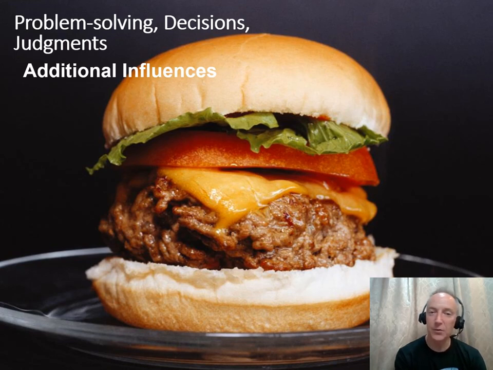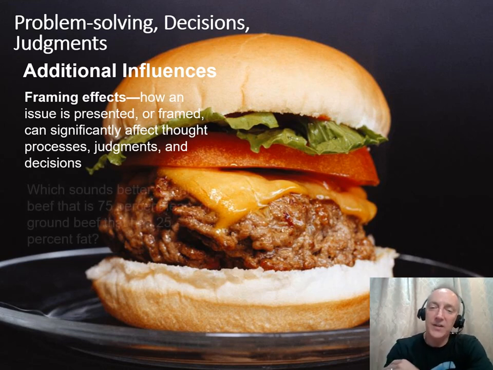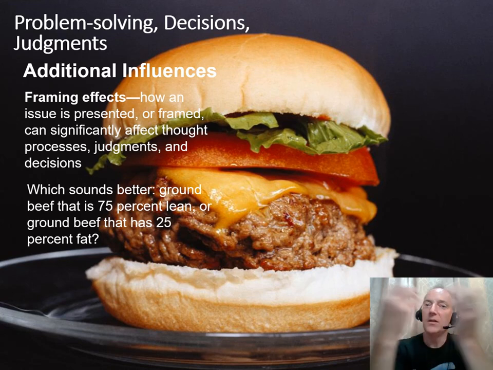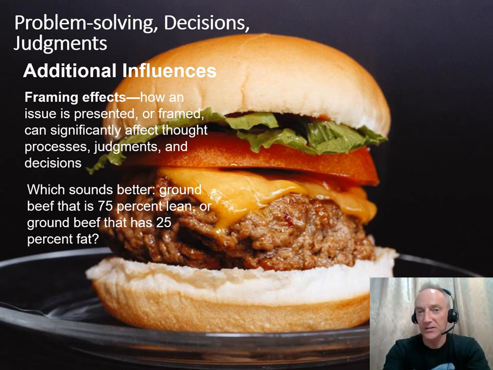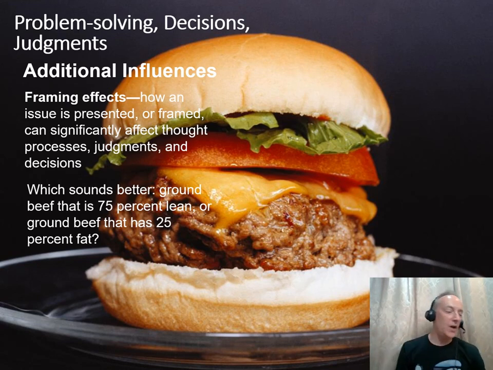So let's say, for example, you are in the supermarket trying to decide on what package of ground beef to buy. And your options are, should I buy this one that is 75% lean, or should I buy the one that is 25% fat? Most people are going to go for the 75% lean. But if you stop and think, they're functionally equivalent choices. But if your choice is influenced simply by how the choice was presented to you, then that is what is known as the framing effect.